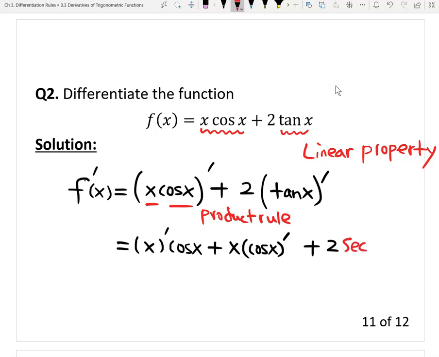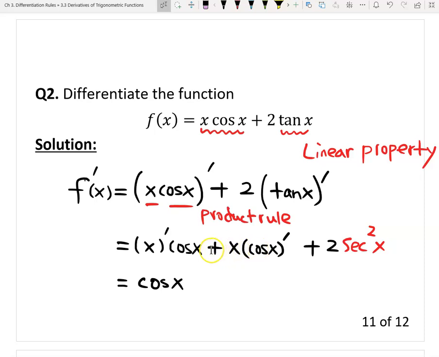Secant square at x. Okay, so all we need to do now is just do a simple step. So what is the first? Let me put it here. That's the power rule, right? X, take a derivative is 1, so I ignore the 1, cosine x. What is the derivative of cosine? If you remember, it is a negative. Don't miss the negative. Okay, so negative sine x times x.